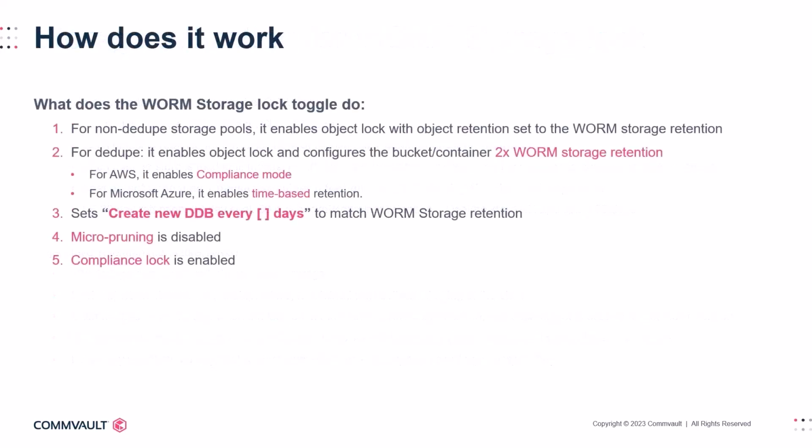So what does the Worm Storage Lock toggle actually do? For non-dedupe storage pools, it enables object lock with object retention set to the worm storage retention. For deduplicated storage pools, first it enables object lock and configures the bucket or container with 2 times worm storage retention. For AWS, it enables compliance mode. For Microsoft Azure, it enables time-based retention.